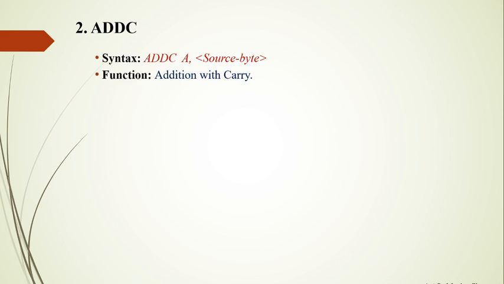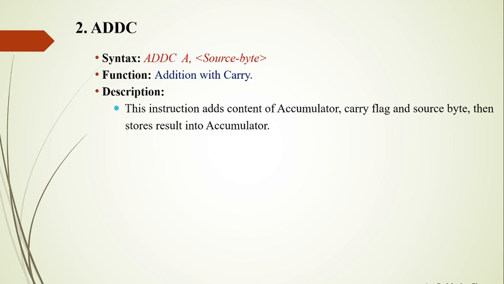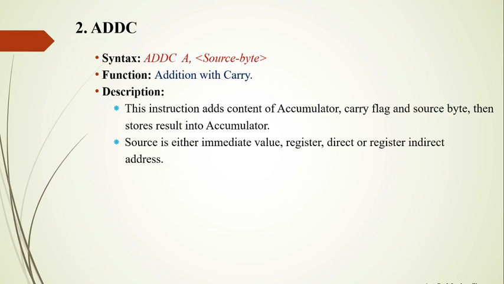Next instruction is ADDC, that is add with carry. The syntax for this instruction is ADDC A, source byte. This instruction adds the source byte with a carry. It adds the content of the accumulator, the carry flag and the source byte, then stores the result into the accumulator. The source is either an immediate value, a register, or a direct or register indirect address. During execution of this instruction, the overflow flag, auxiliary carry flag and carry flag may be affected.